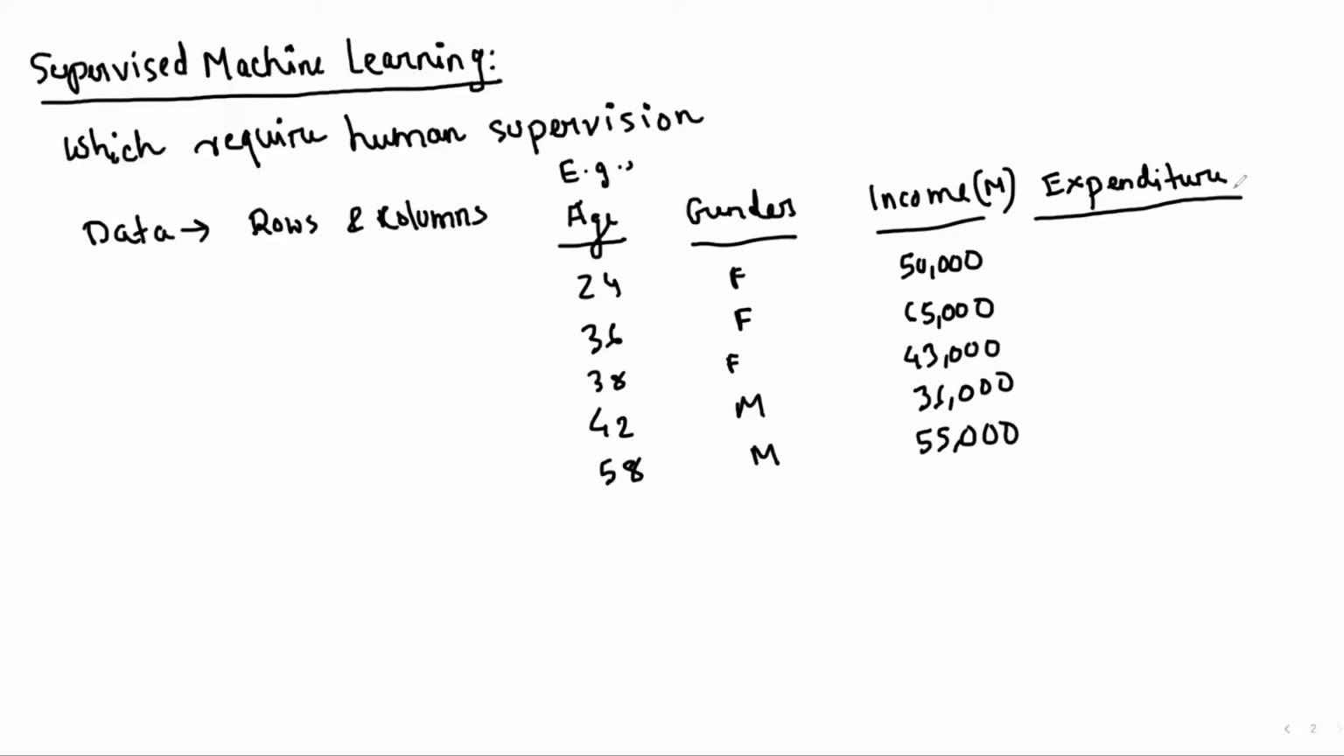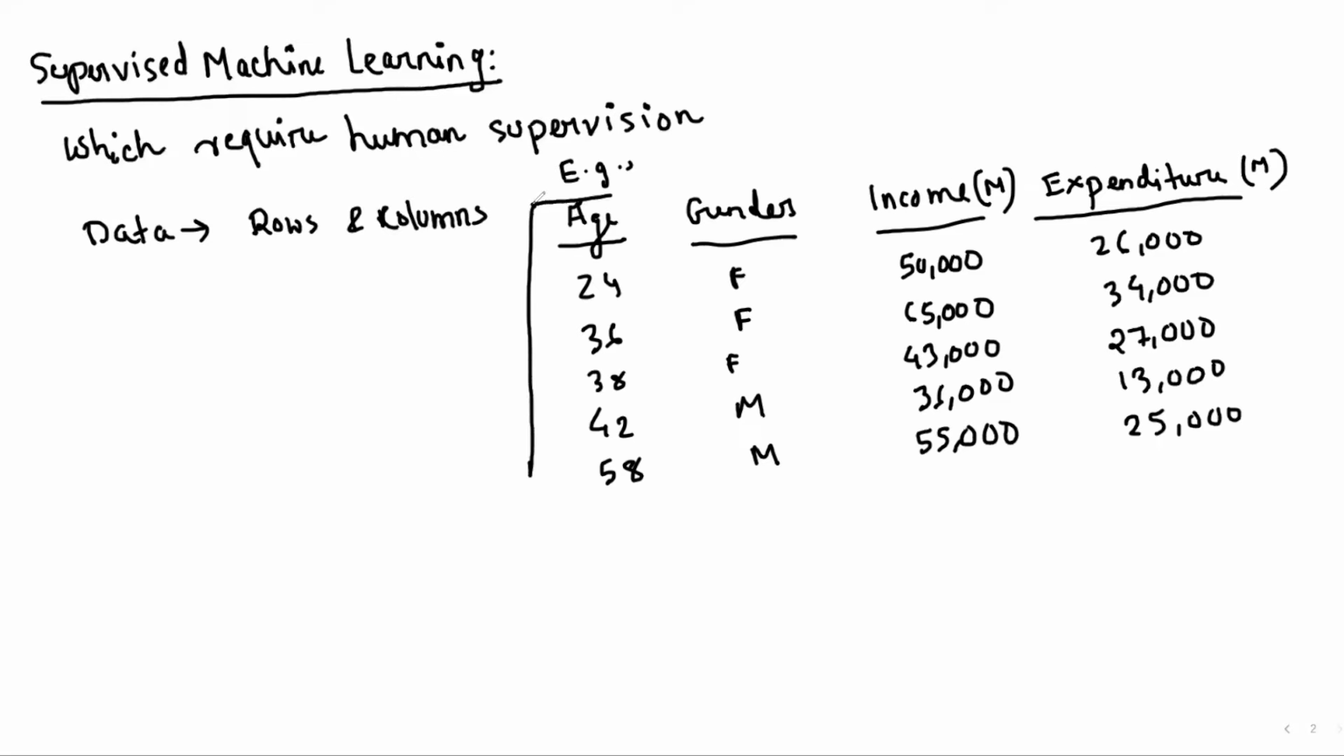And then expenditure, this also will be monthly expenditure. It may be roughly around 26,000. It can be around, let's say, 34,000. It can be around 27,000. This can be 13,000. This can be 25,000. Okay, so let's say this is a data set.